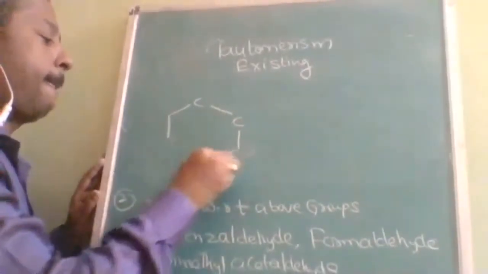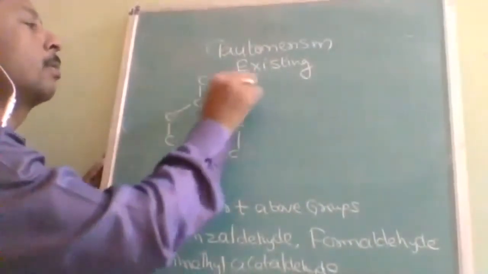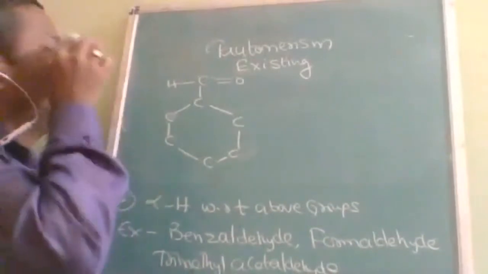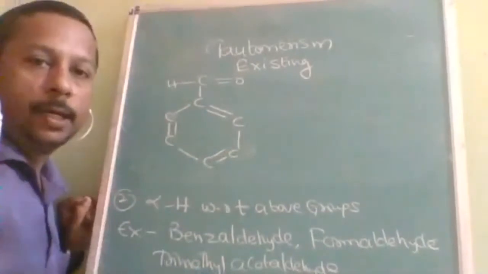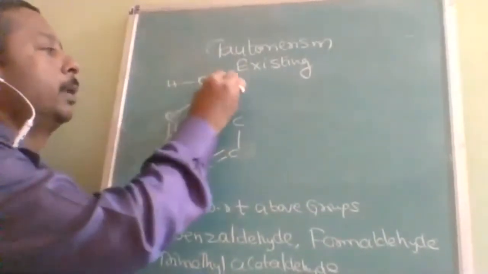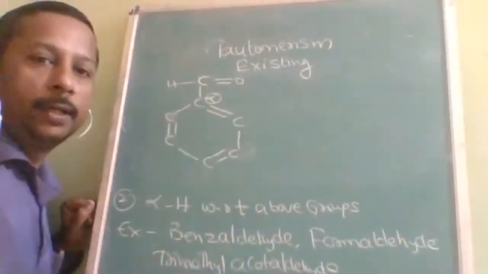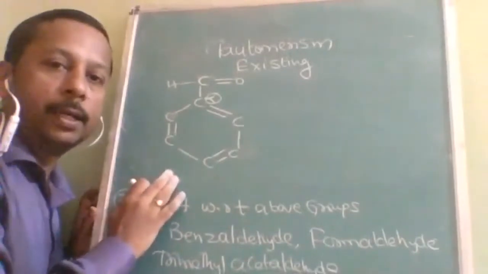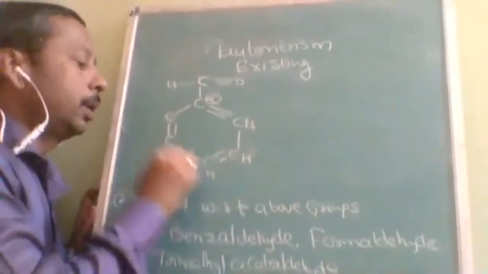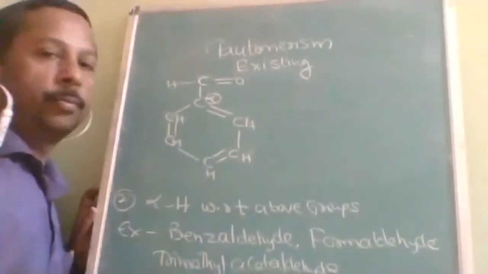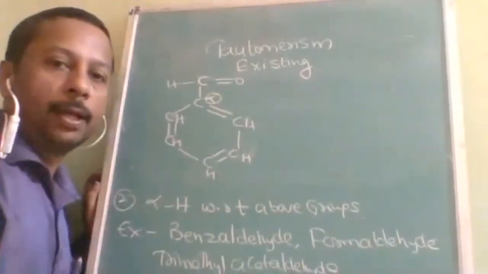So this is the benzaldehyde structure. With respect to this group, this is the alpha carbon, and the alpha carbon does not have any hydrogen. That's why benzaldehyde does not show ketoenol tautomerism, even though this functional group is present. It will not show it due to absence of the alpha hydrogen.